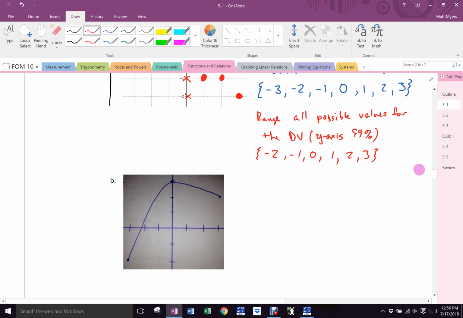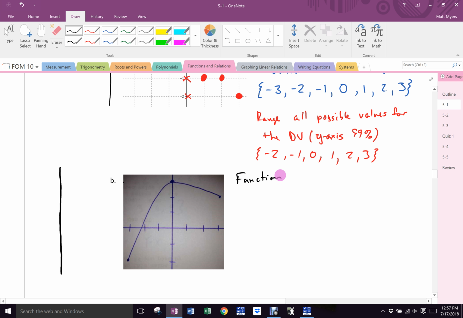So, what's different about B compared to A? Is it still a graph? Yes. So, can we do the vertical line test to see if it's a function or relation? Sure I can. So I'm going to get out my vertical line, and I'm going to slide it along the graph. It's a function because that vertical line only hits the curve once, right? So it's definitely a function.